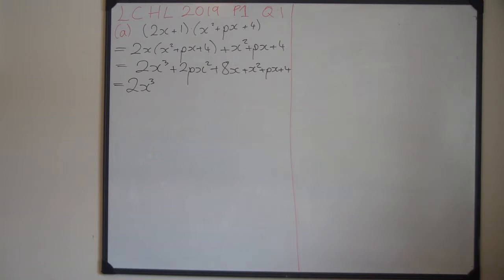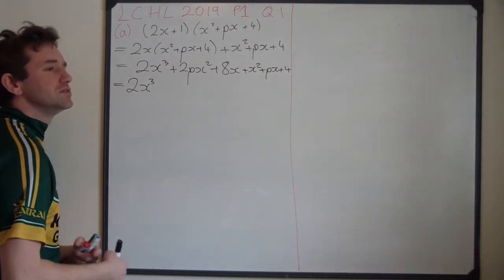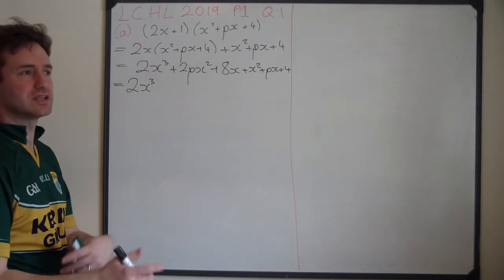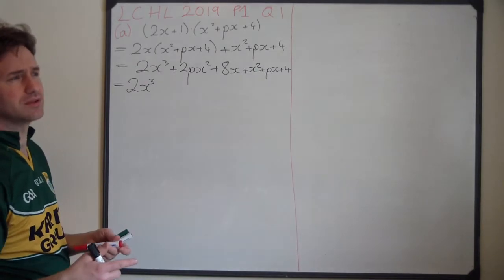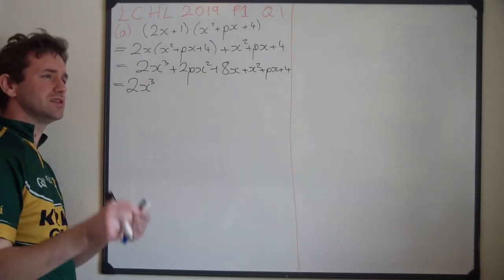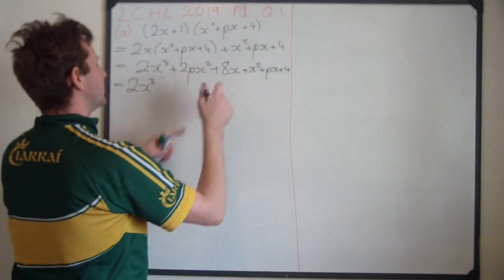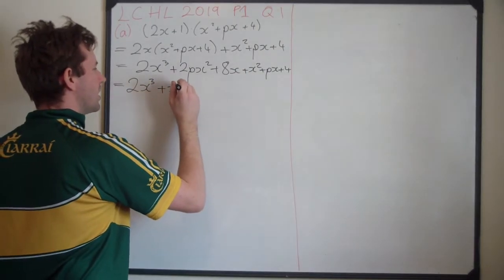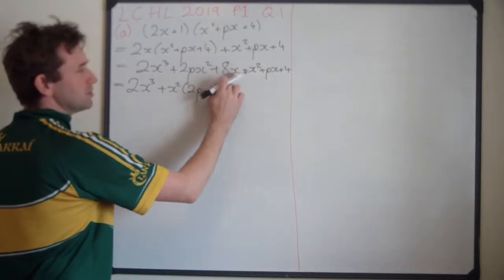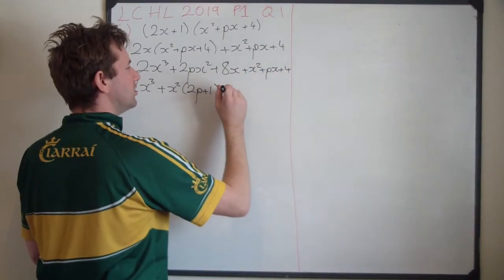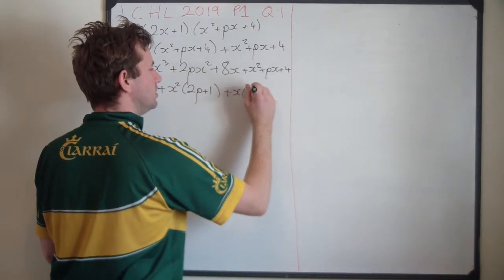If you're ever a little bit in doubt here, rather than gathering terms, like 3x plus 4x, oh that's so easy, that's 7x, you can ask why 3x plus 4x is equal to 7x. It's because you can take out the common factor of x. I'm going to take out the common factor of x squared out of these. And what am I left with? 2p plus 1. Similar story, I'm going to take out the common factor of x here, and I'm left with 8 plus p.